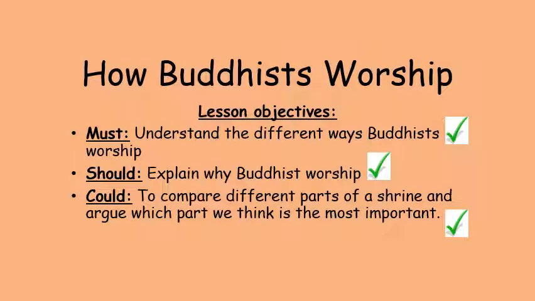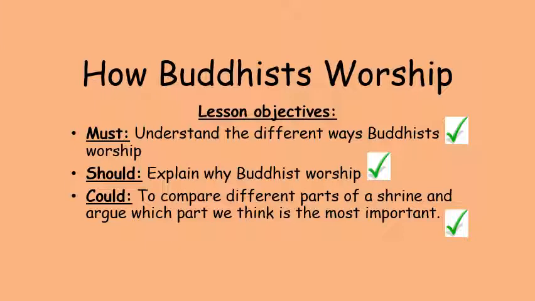That's the end of the lesson. You should, at this point, be able to explain the different ways Buddhists worship. So we've looked mainly at chanting, mantras and shrines. You should be able to not just explain what they are, but why they're important. You should be getting a bit more confident with that. And you should be able to look at the symbolic meaning of shrines, so what each part means.